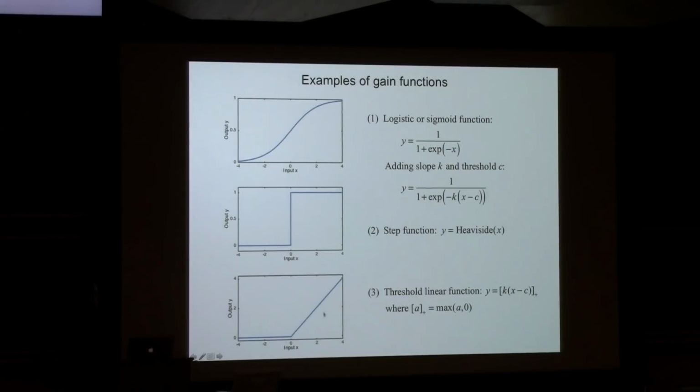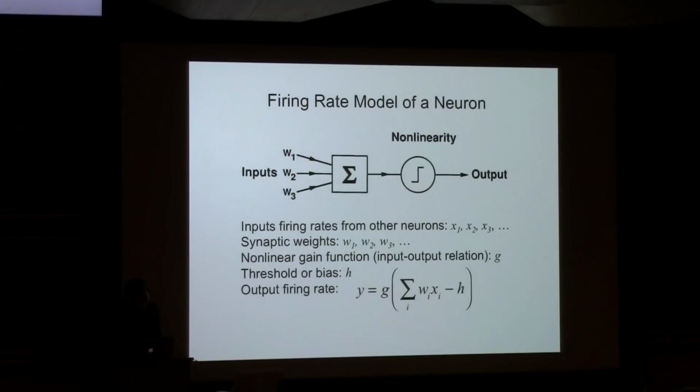Another widely used function is a linear function with a threshold. These are the functions people typically use for simplified models. There is one model, historically important, called the perceptron. You may consider it a simple neuron model with a bunch of inputs from outside. We just add them up, like a weighted sum of the inputs.